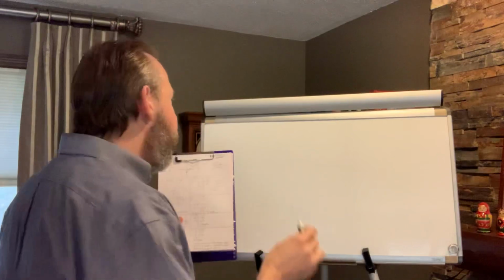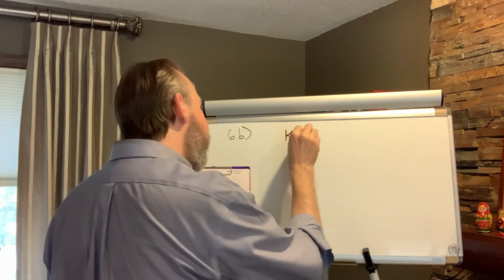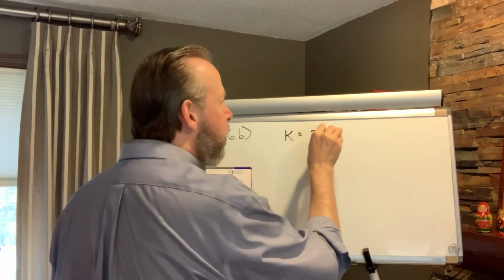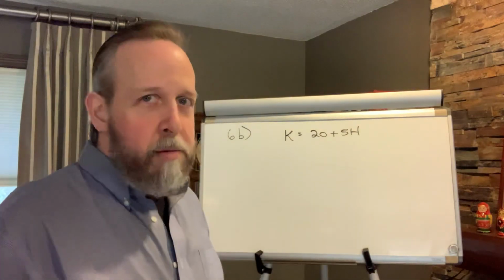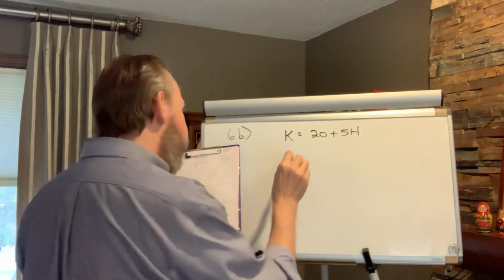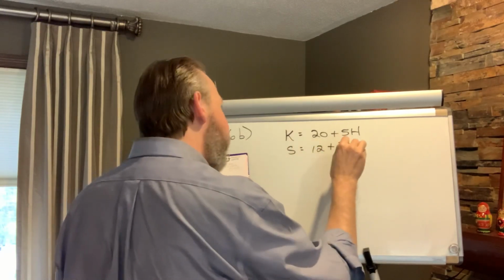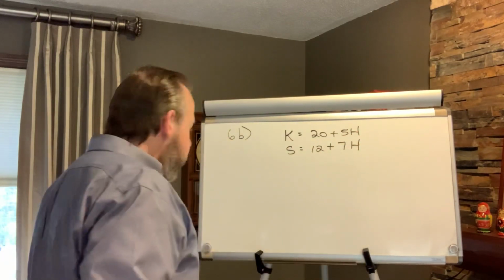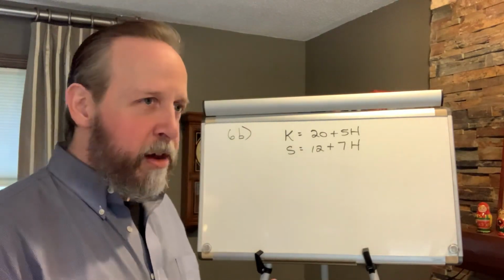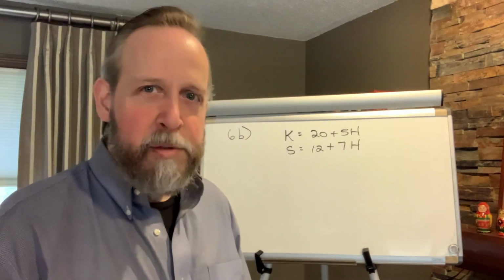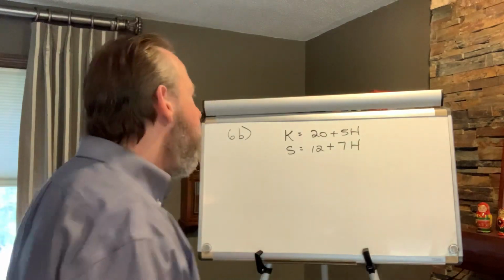So let's just set up the 2 equations here for 6b. I have Karen, so I'll say K equals. She charges $20 to show up and $5 per hour, 5H. Pretty easy. And I got Susan, S, and Susan charges $12 to show up and then $7 per hour. The question was, for how many hours is one cheaper than the other, or at what point are they the same? I think that was the phrasing. And then who should I hire if I have a 6-hour job?